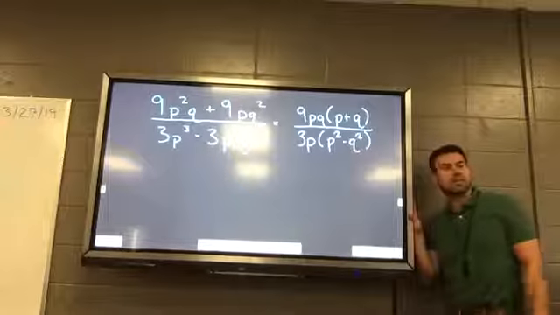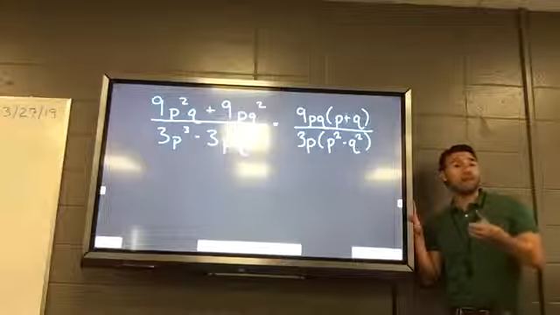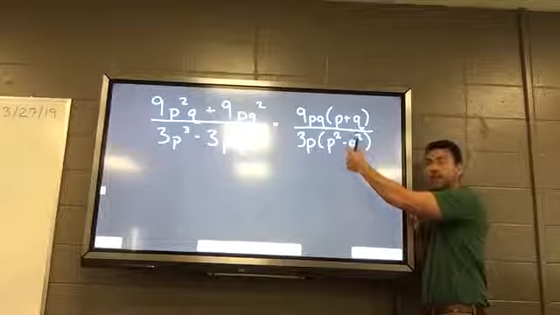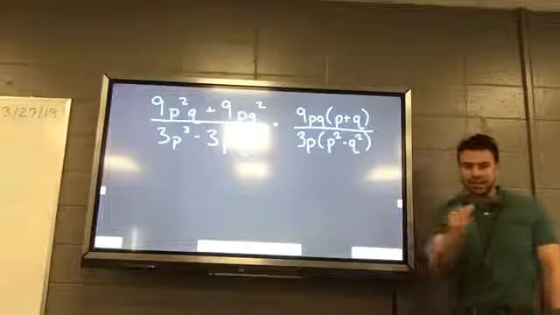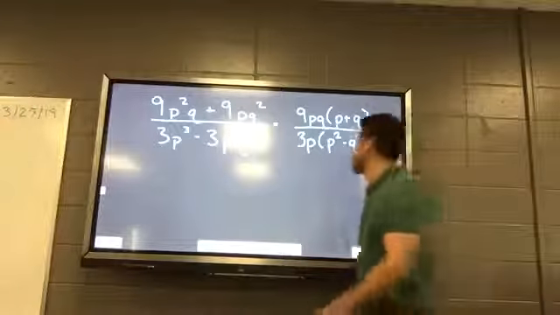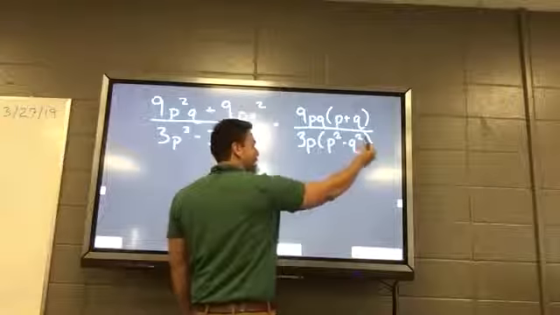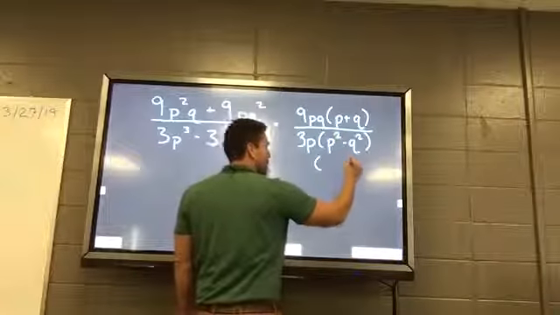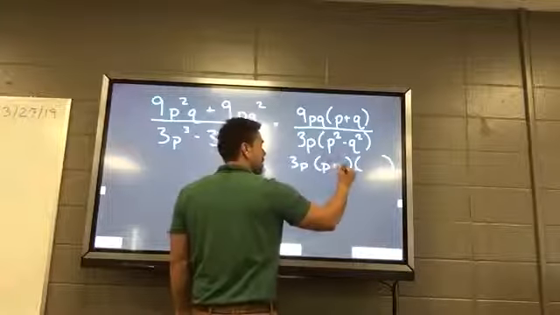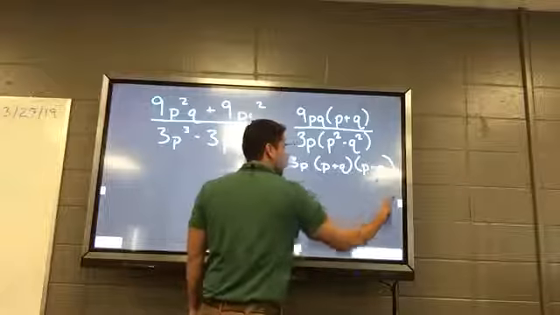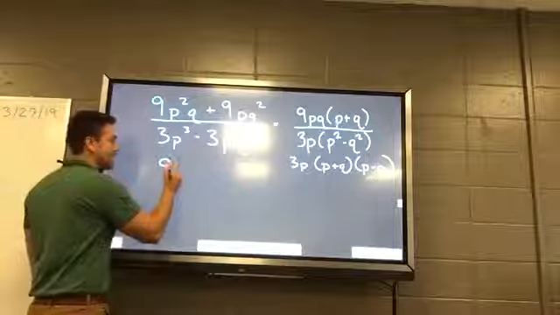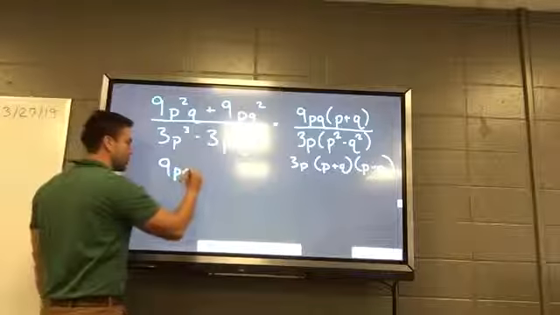Can you factor the denominator? Can I factor it more? Yes, you can. Isn't P squared minus Q squared a difference of 2 squares? What would that factor to, by the way? Yeah, you got 3P, and then it would be P plus Q and P minus Q. Yep, P plus Q, P minus Q. That's hard to say. Again, I'm going to rewrite it, because again, that's where my work is coming from.